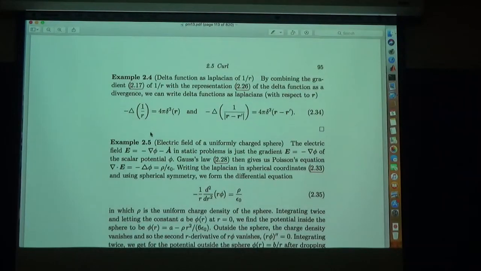Also, just today I found a mistake in the book. If you find a mistake in the book, typo, whatever, or an error, send me an email. Okay? Please.